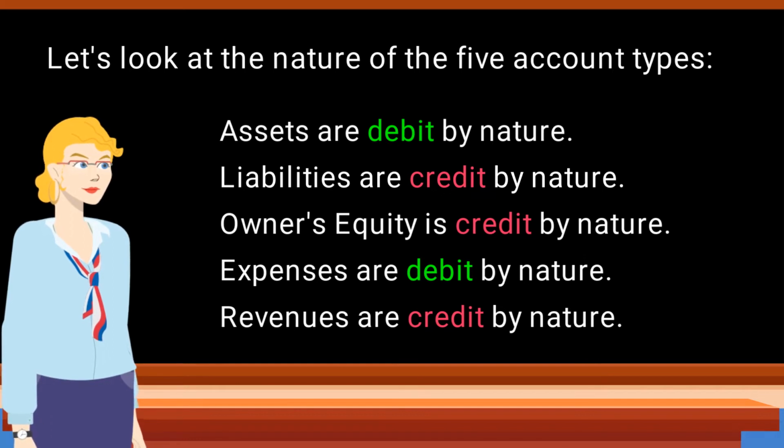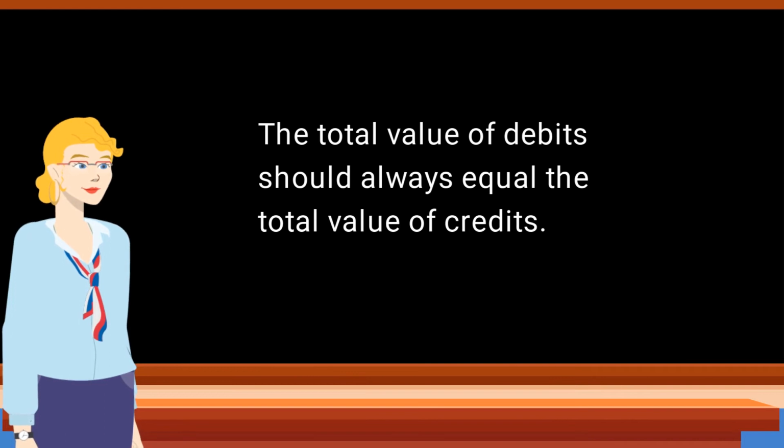The debit and credit nature of each account type is one of the fundamental principles of accounting and bookkeeping. It's something you just have to accept, like we accept that the total value of debits should also equal the total value of credits, and we accept that the sky is blue.